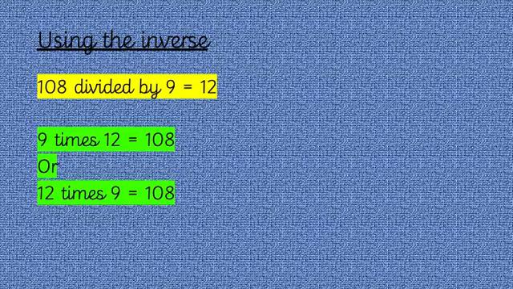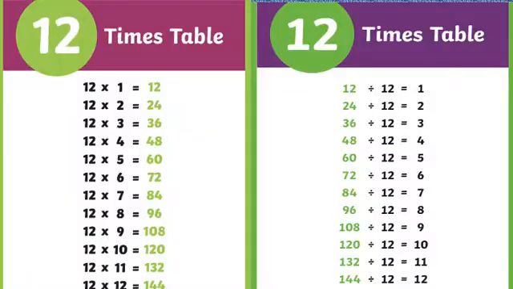And again, 108 divided by 9 equals 12. Or 9 times 12 equals 108. Or 12 times 9 equals 108. And just like we had with the 11 times table, we can see here how that works. So 12 times 1 equals 12, or 12 divided by 12 is 1. Okay, all the same numbers are in play, but because we're dividing, we're swapping the numbers around. Pause here if you'd like to examine this, or maybe write it down if you find that helpful.